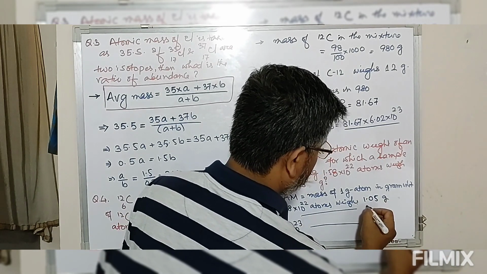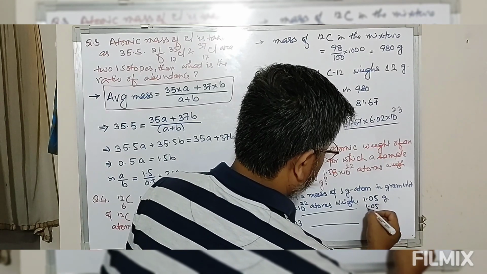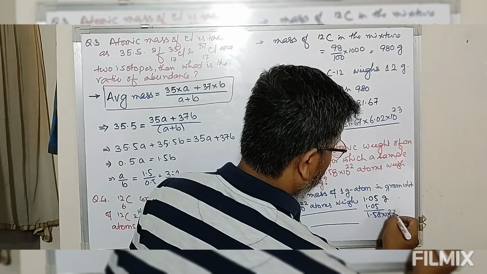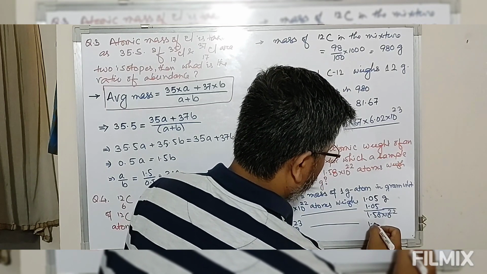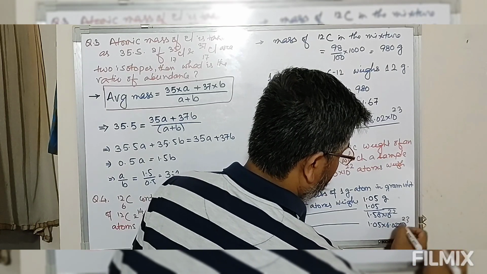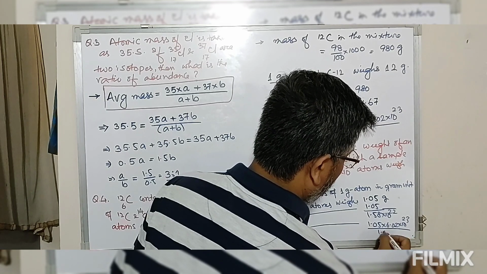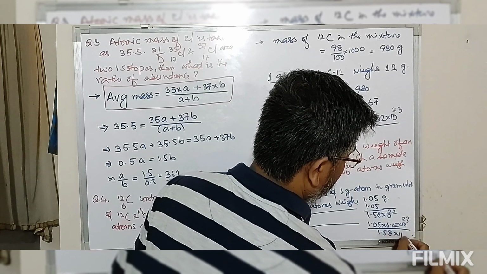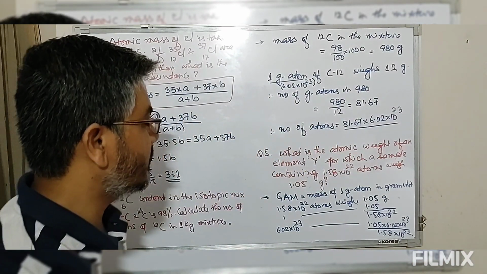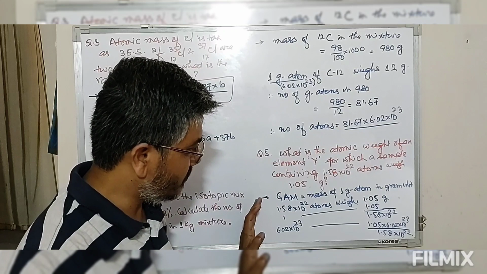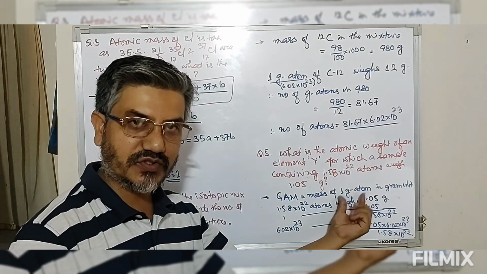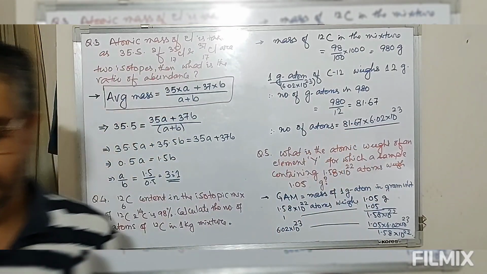It weighs 1.05 gram. So this is 1.05 divided by 1.58 into 10 to the power 22. So this is 105 into 6.02 into 10 to the power 23 divided by 1.58 into 10 to the power 22. This is the gram atomic mass of this Y. So again look at this, we are focusing on gram atomic mass, which is nothing but the mass of 1 gram atom, that is 6.02 into 10 to the power 23.